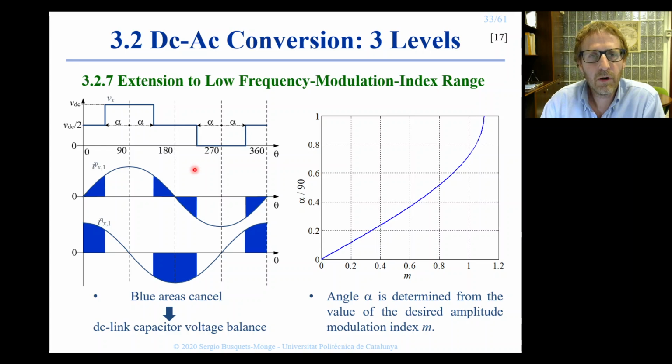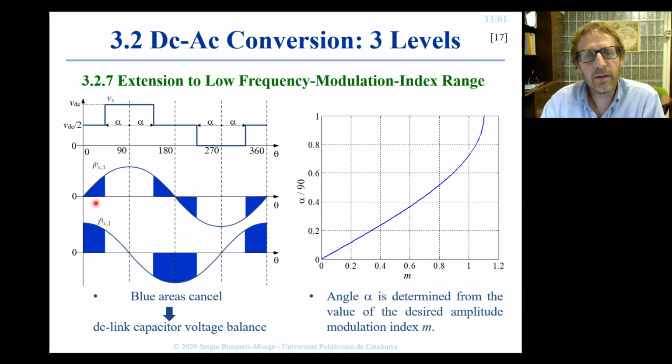At the bottom of this plot, we show the leg current, which is decomposed into a component in phase with the fundamental component of the leg voltage, which will look something like this, and then a component in quadrature with the fundamental component of the leg voltage. The fundamental component of the leg current can always be represented as the addition of these two components.